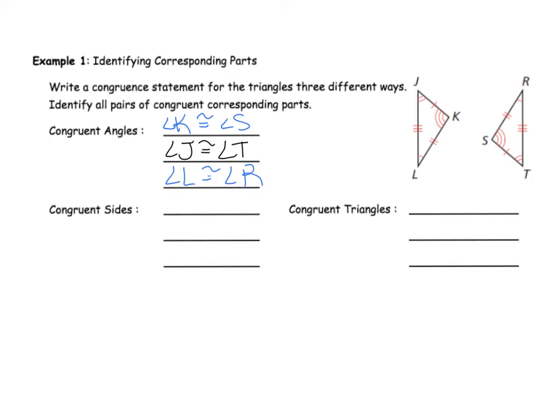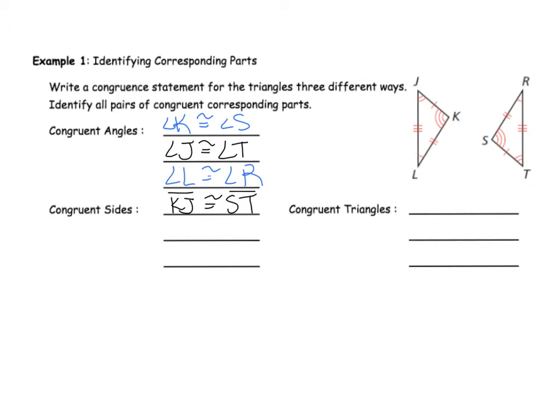So now let's look at my congruent sides. Let's start off with KJ. KJ is congruent to, now remember, order matters. I did the K first, so that would mean I'd have to go with S first, and then T would match up with it because that matches up with J. So side KJ is congruent to side ST.